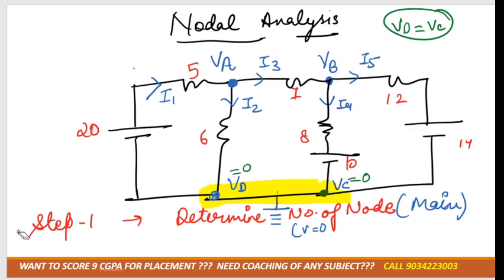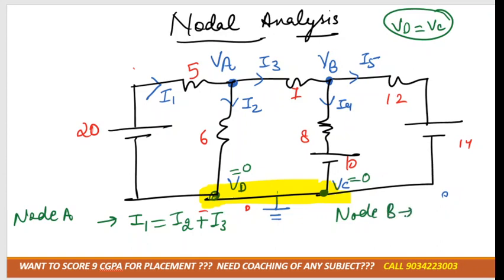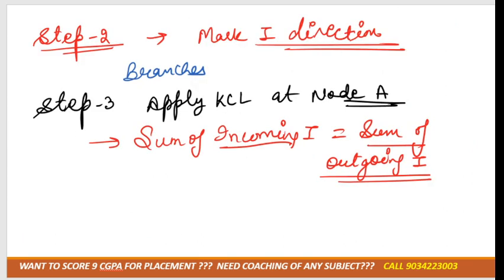If I apply KCL at node A, which current is entering node A? Yes, I1 is entering, and which currents are leaving the node? I2 and I3. So can I write I1 is equal to I2 plus I3, right? Similarly, tell me, at node B, what is the equation? I3 is equal to I4 plus I5. Yeah, I3 is equal to I4 plus I5. Got it? Our next step is also completed.